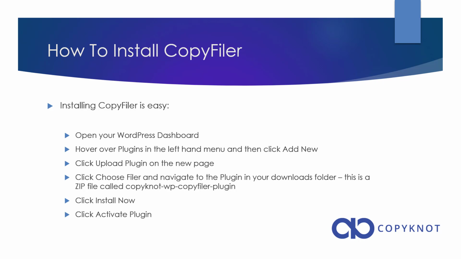To install CopyFiler, it's pretty easy. You open your WordPress dashboard, you hover over the Plugins option in the left-hand menu and click Add New. Then you click Upload Plugin, which is a button on the new page. You click Choose File and navigate to the plugin in your Downloads folder. This is a zip file called copynaut-wp-copyfiler-plugin. Then you click Install Now, it quickly installs, and then you click on the Activate Plugin button.